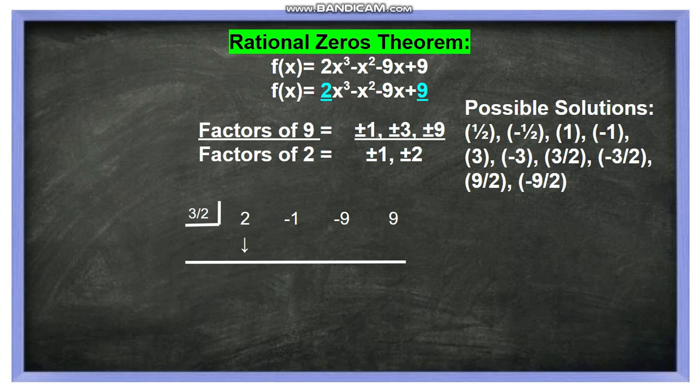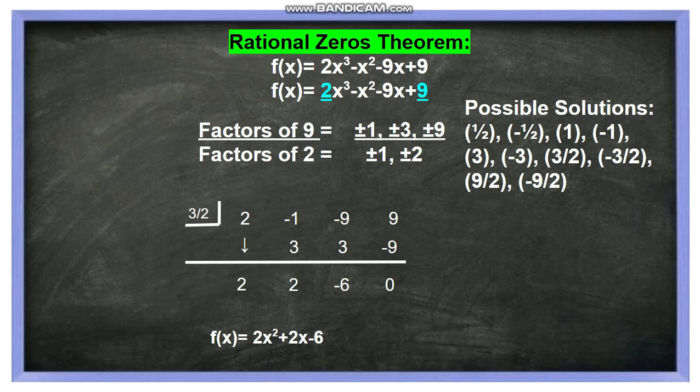Then you have the 2, you bring the 2 down. 3 halves of 2 is 3. Negative 1 and 3 is 2. 3 halves of 2 is 3. Negative 9 and 3 is negative 6. 3 halves of negative 6 is negative 9. 9 and negative 9 equals 0. We know 3 halves is a 0 for this function because it comes out with a remainder of 0. If it had a remainder of a real number, then it would not be a 0 because it does not come out evenly.